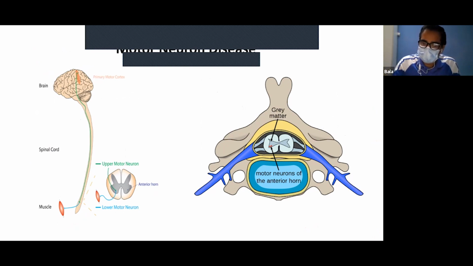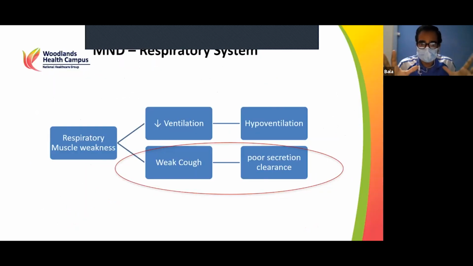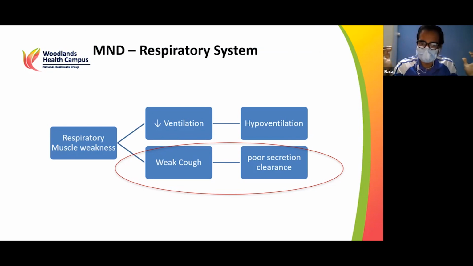So if I bring this into the perspective of the respiratory system, you have respiratory muscle weakness. When you have respiratory muscle weakness, there are two things which can happen. One is your ventilation is going to be reduced because you don't have enough strength in your respiratory muscles to take in a deep volume. That is how ventilation is affected. The result is you have hypoventilation. And when you have hypoventilation, you need to support this. That's where NIV comes in.